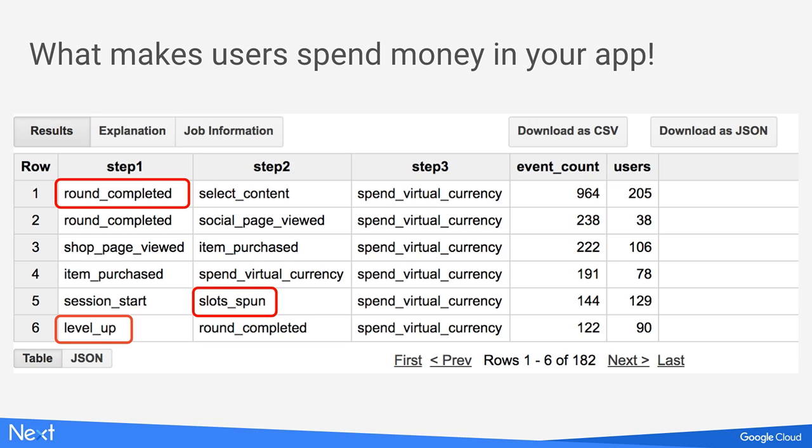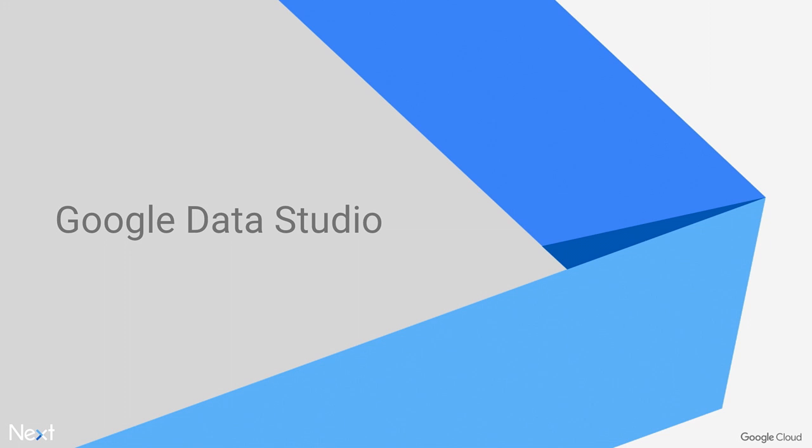All good so far, except that the product folks don't want to deal with SQL. So what's the solution? Google Data Studio. Google Data Studio turns your raw analytics Firebase data into informative reports that are easy to read, share, and fully customizable. You can now create no-cost and unlimited charts and other interactive visualizations.